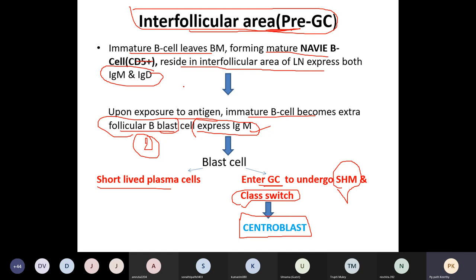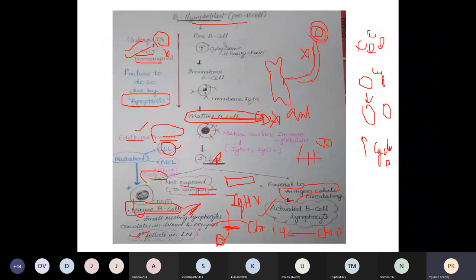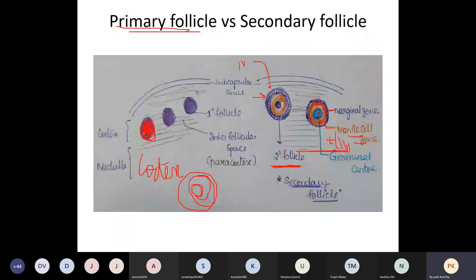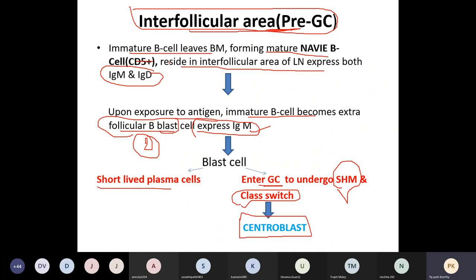So what happens once it comes from your bone marrow, it will encounter either antigen or no antigen. If it is not encountering any antigen, it will go to your primary follicle of the lymph node. This is the primary follicle of your lymph node, right? So before going into the primary follicle, obviously it will be in the pre-germinal center area. So that's what we are discussing. If it has been exposed to the antigen in the pre-germinal center area, it will become your follicular blast, which expresses only IgM, whereas naive cells will express IgM and IgD. Then this blast can become short-lived plasma cells, and after producing immunoglobulins, it will die.